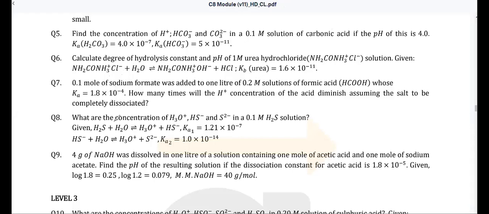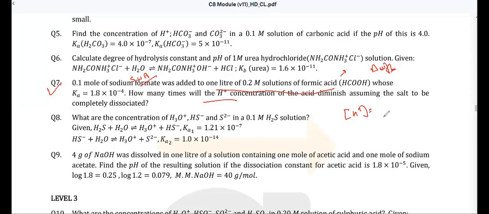Now seventh one, see question number 7. Sodium formate, salt of weak acid, is added to 1 liter of 0.1 formic acid buffer solution, whose K is given. How many times does the H plus concentration of the acid diminish, assuming the salt is completely dissociated? Now think about this. First, you have to calculate the concentration of H plus initially.